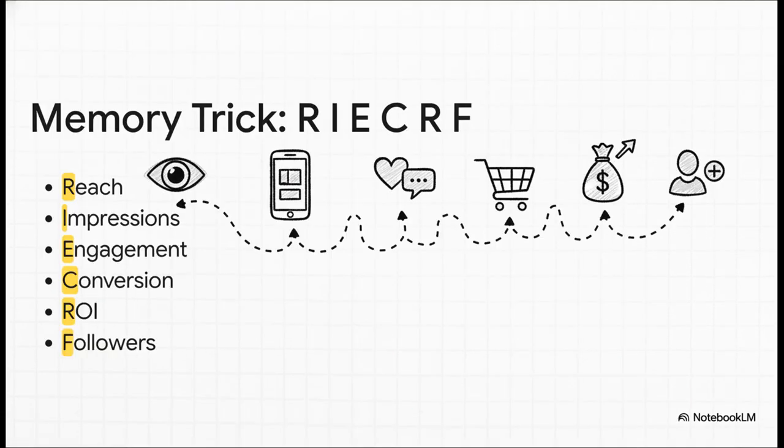I know. That can feel like a lot to remember, especially under exam pressure. So I've got a little memory trick for the absolute core metrics. Just think RIECR. That's reach, impressions, engagement, conversion, and ROI. It covers the absolute essentials you need to mention.